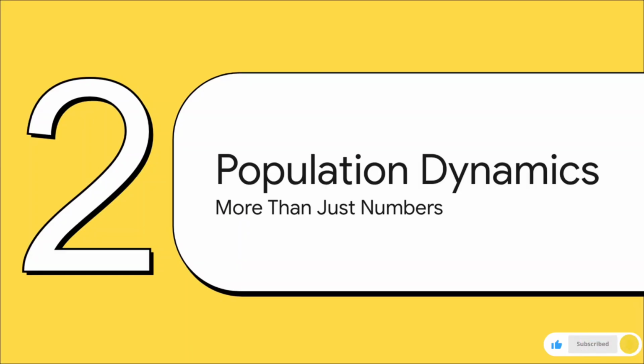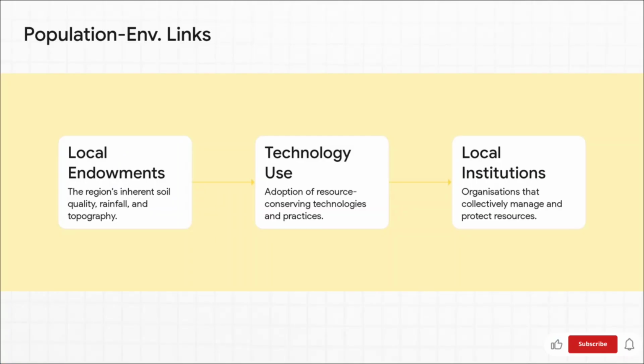Okay, let's move on and build on that idea. We're bringing a huge factor into the equation now: population. And trust me, the connection here is about way more than just counting heads. You see, the link between population and the environment, it's not so simple. It's really shaped by three key things.